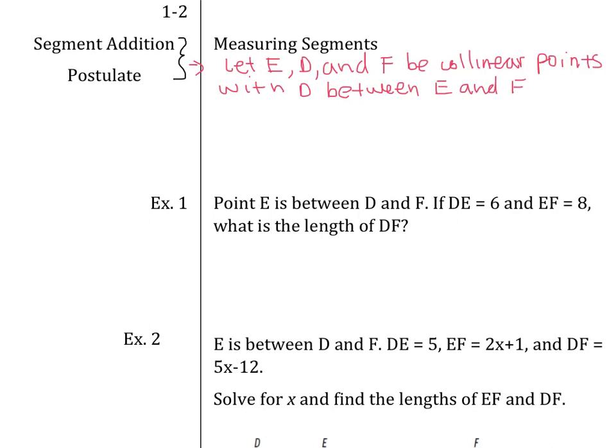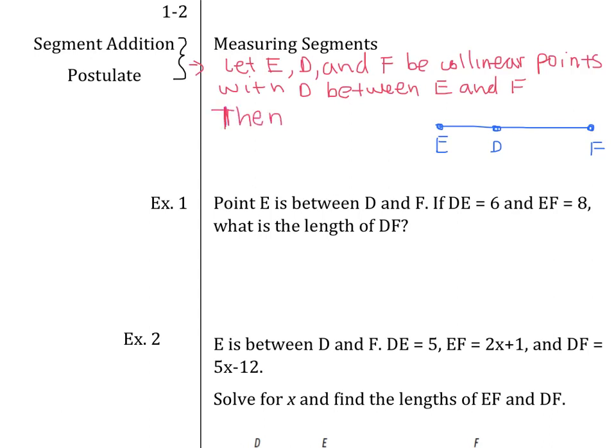So this is saying we have a segment and the endpoints are E and F. So this is point E and this is point F, and D is anywhere between the endpoints. So let's say D is here. Then the postulate, and don't forget, a postulate is just a fact. We accept this as true, and we're going to use it.